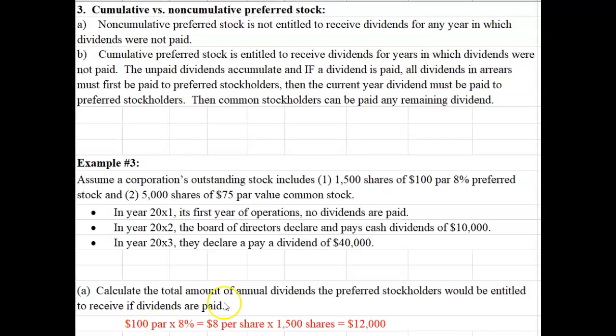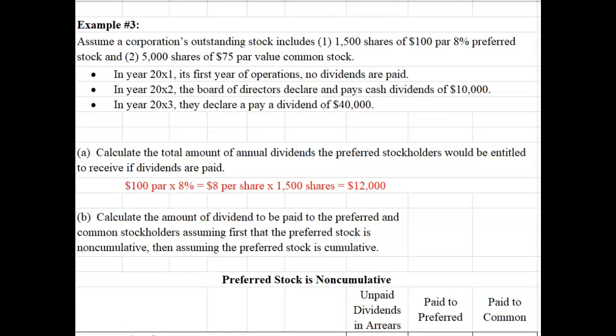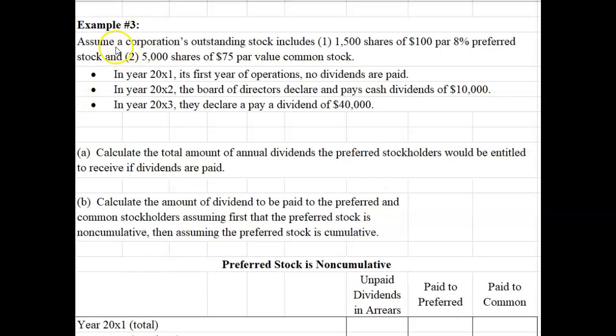So what we're going to do in this video is to work some examples that will point out how these rules are applied. We're going to use this set of facts for two rather detailed examples.